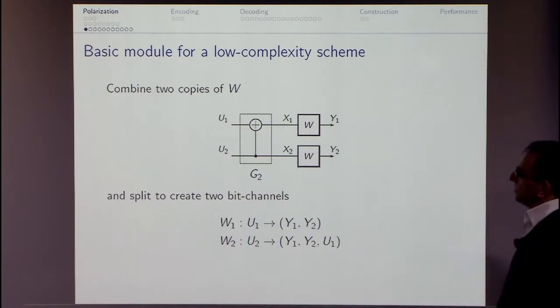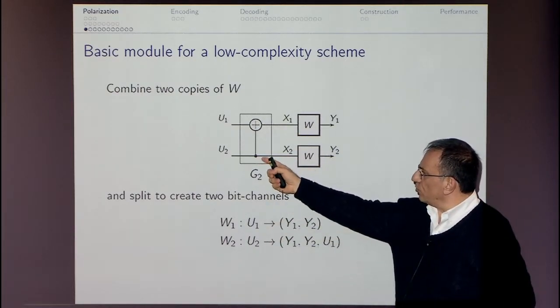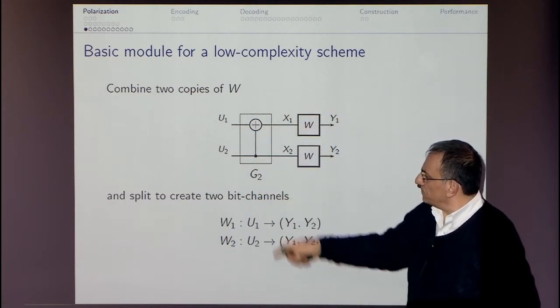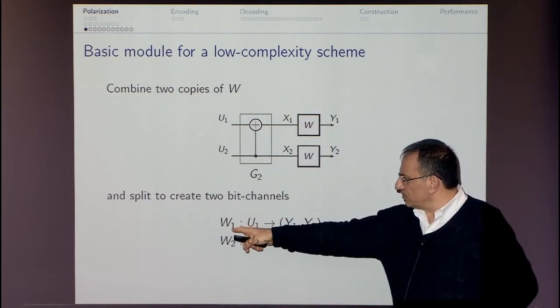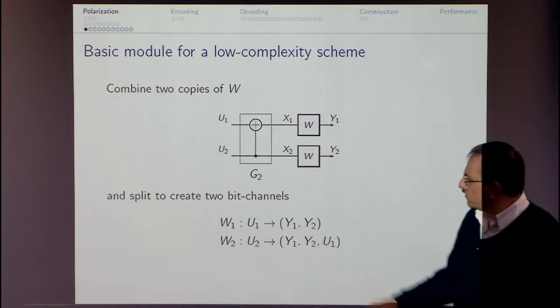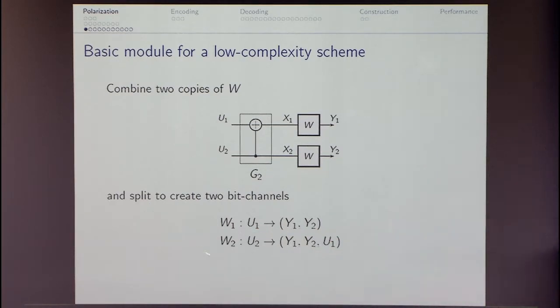So after splitting, this is the combining operation, the combined vector channel. After we split it, we obtain these 2 bit channels, W1 with input U1 and output Y1, Y2, just like we had over here with n equal to 2. And then W2, it has input U2, output Y1, Y2, and the previous input U1.